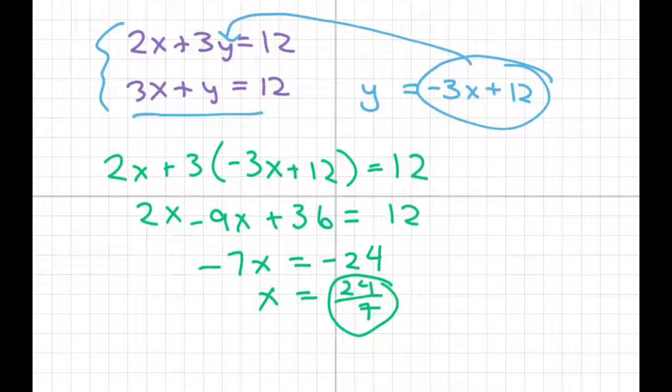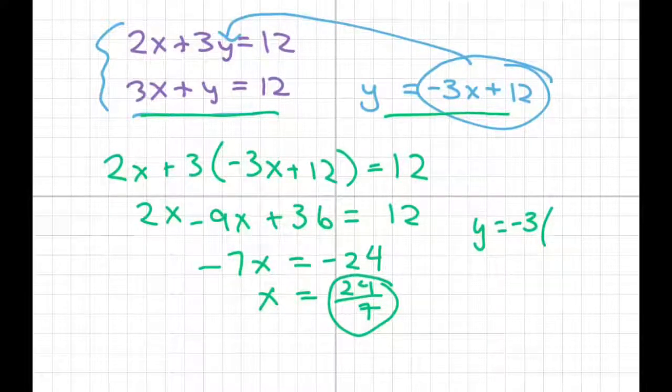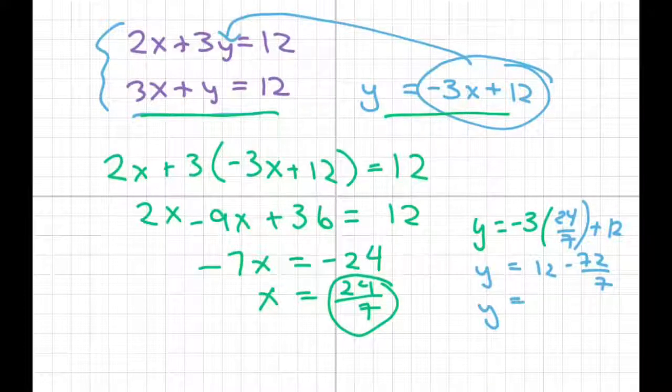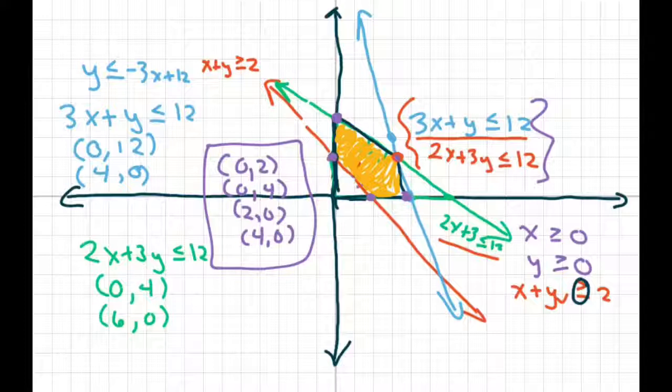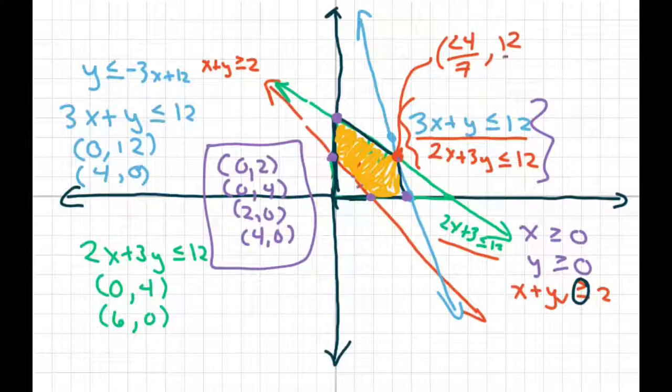If you plug that back into one of the equations, I'll plug it back into this one, you get y equals negative 3 times my x, my x is 24 over 7, plus 12. And that's going to give you y equals 12 minus 72 over 7. So y equals 12 over 7. So basically that's your other corner point, which would be 24 over 7 and 12 divided by 7 for your y. So I could put that back here and say this corner point right here is (24/7, 12/7).